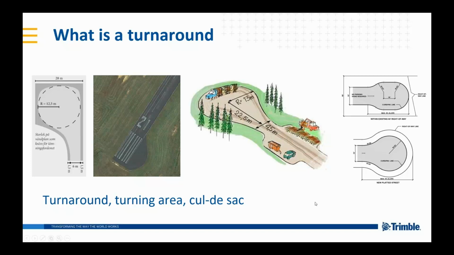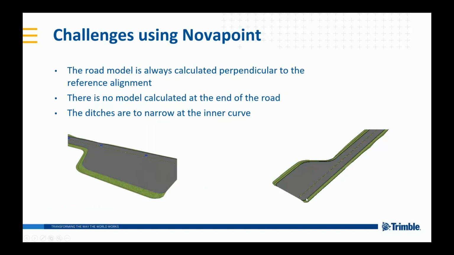And there are some things worth thinking about when you use Novapoint Road. The road model is always calculated perpendicular to the reference alignment, as you know. There will be no model calculated at the end of the turning area, at the end of the road. And it will also mean that the ditches will be too narrow in the inner curves in the model.